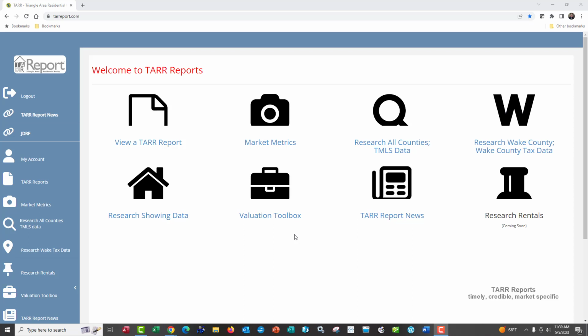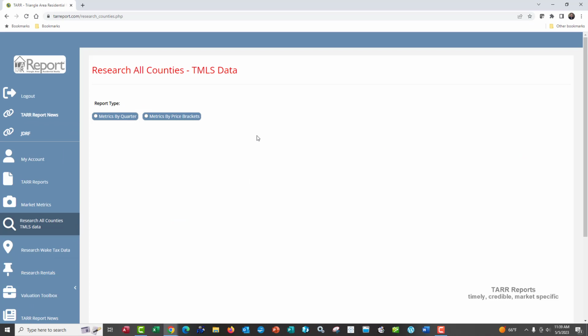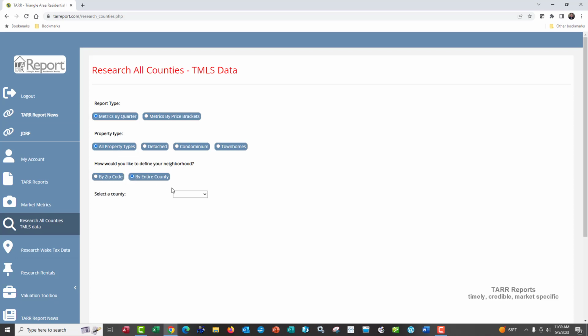You can see that we've already logged into www.tarport.com. Over here we're going to click on Research, All Counties, TMLS Data. We do metrics by quarter. We do all property types. You have the opportunity to do it by zip code and by entire county. We're going to do it by entire county.